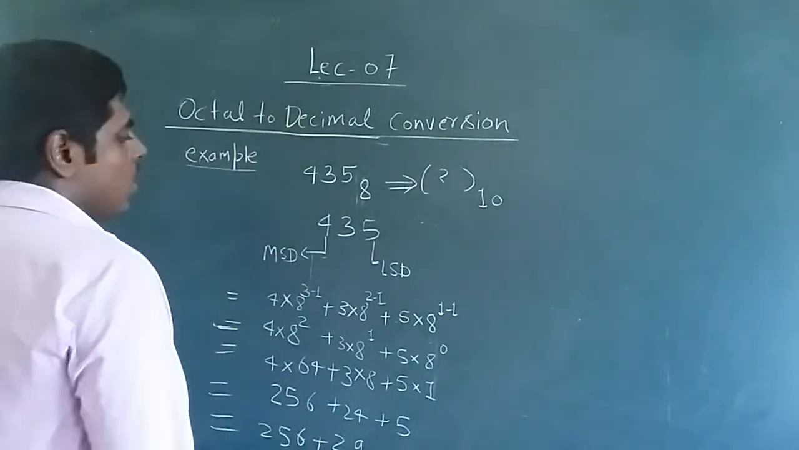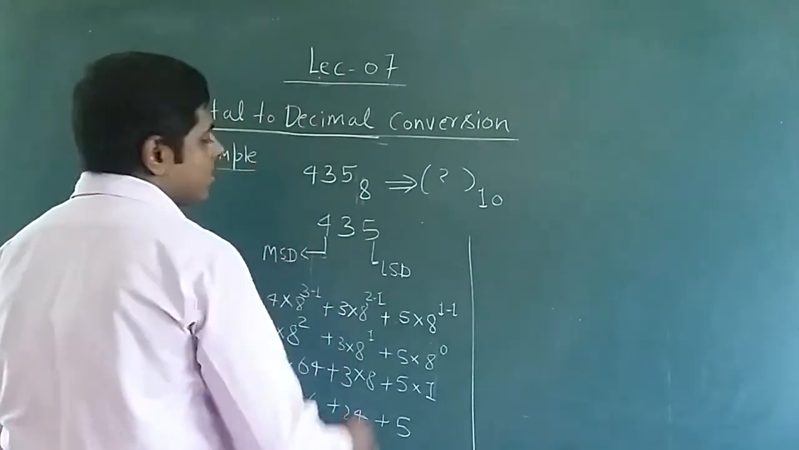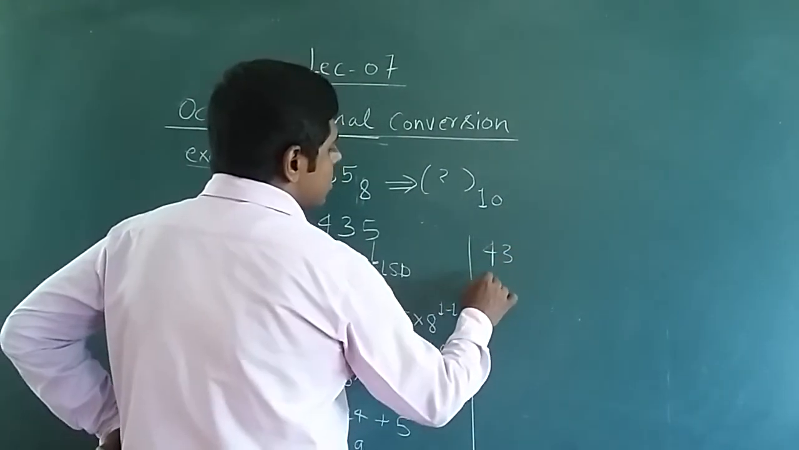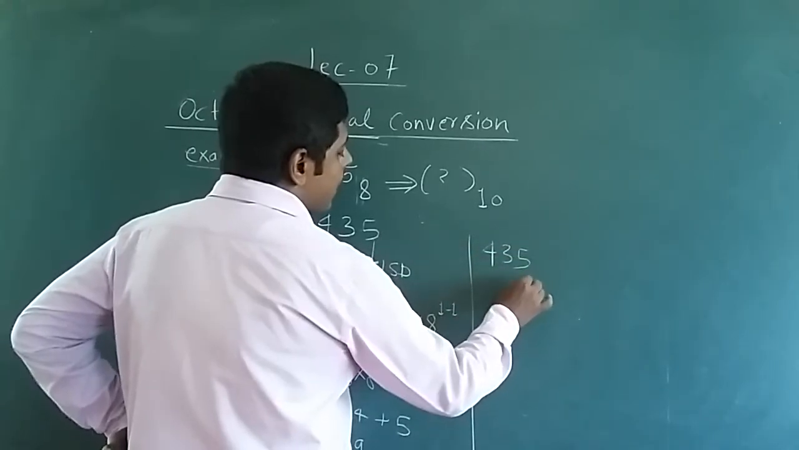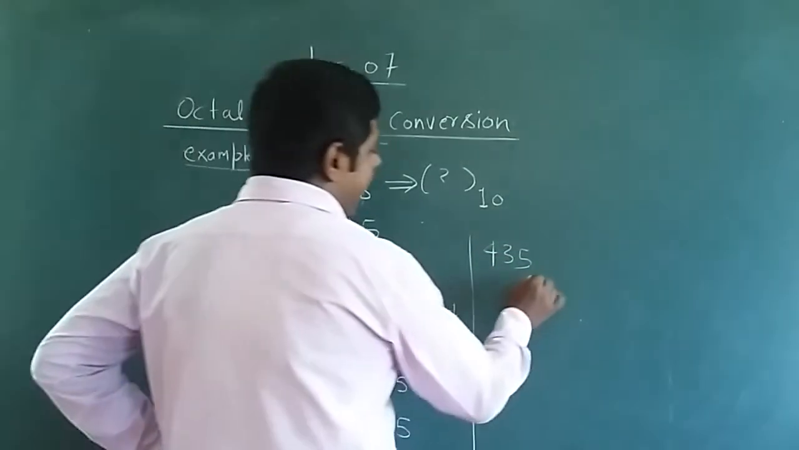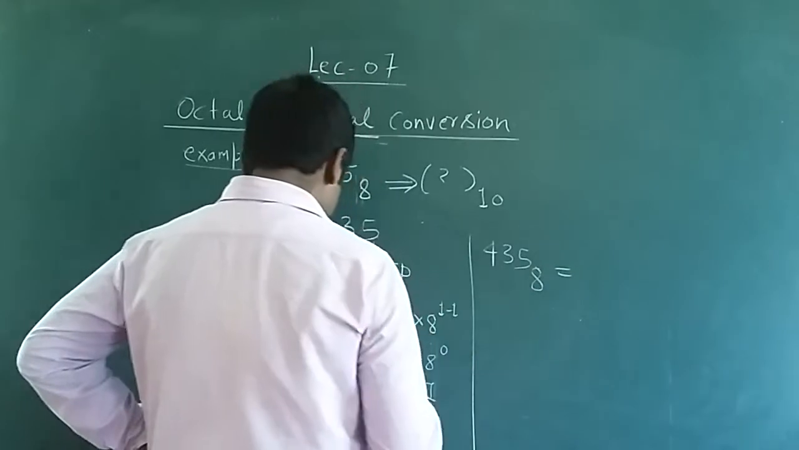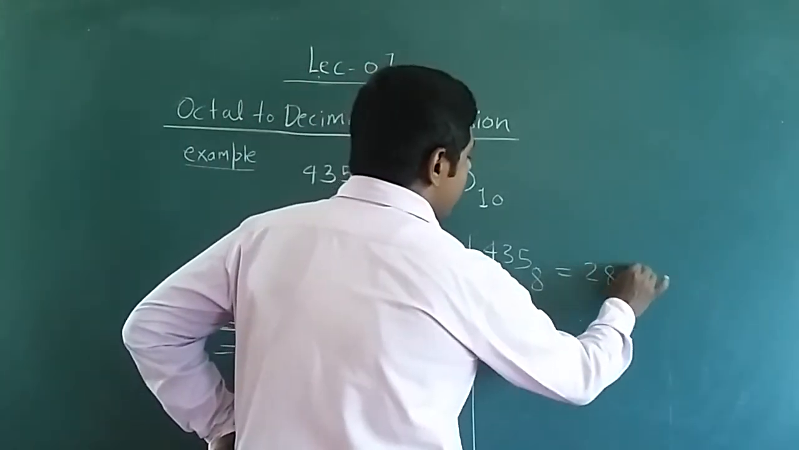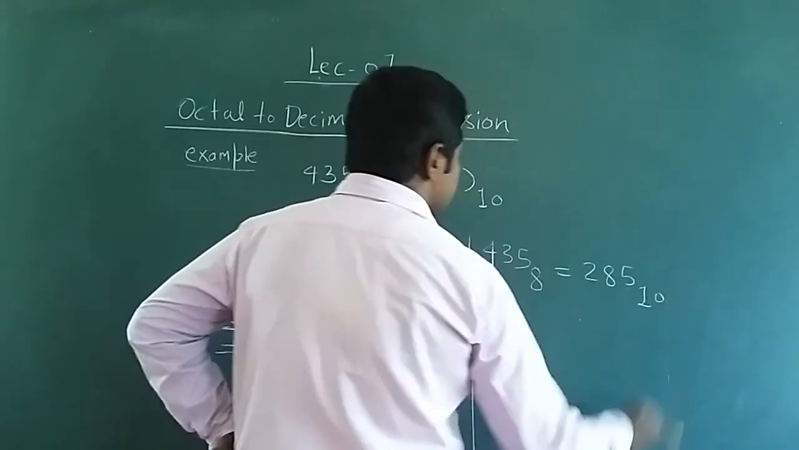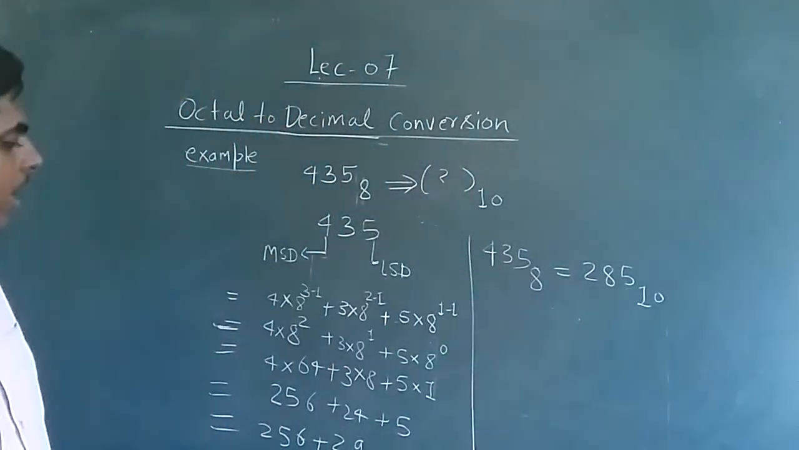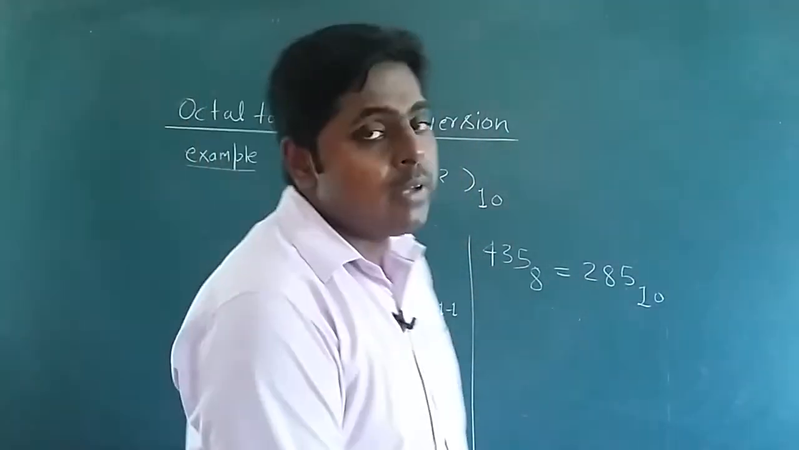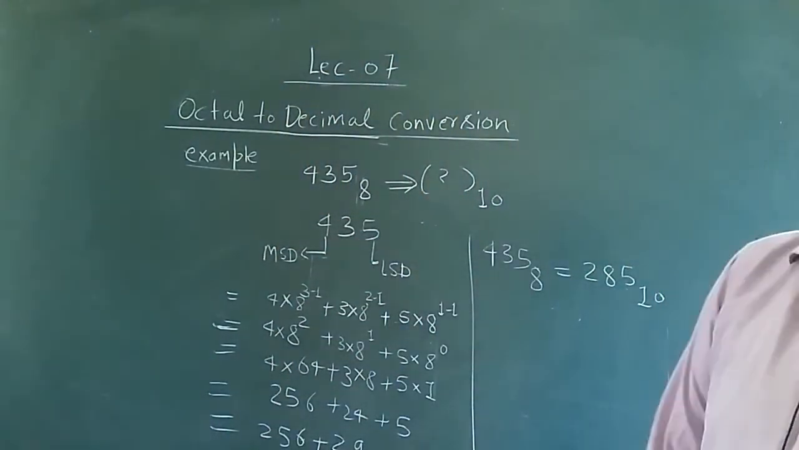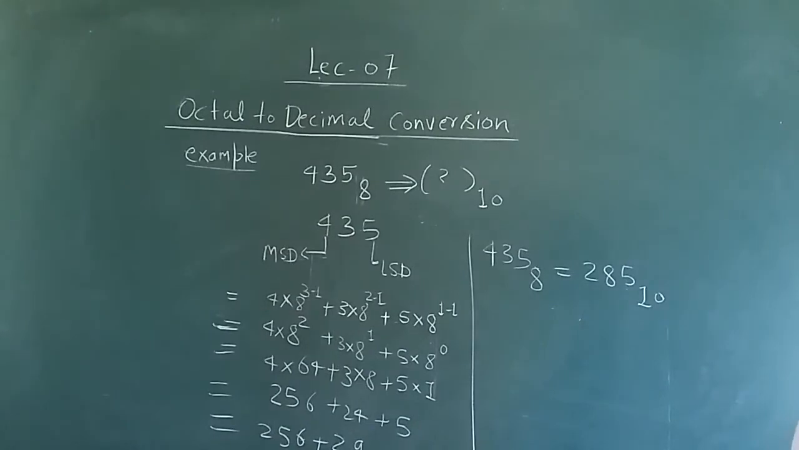So here we can simply write 435 of base 8 equals 285 base 10. So this is a way we can convert any octal number into a decimal number.